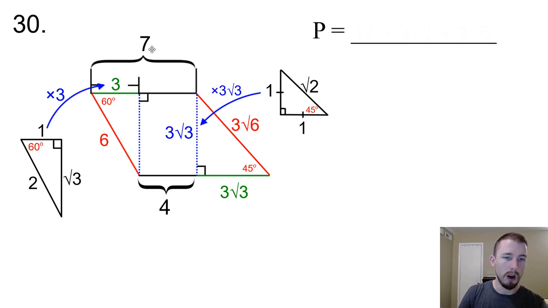So if I add all the constants together, that's going to be 17, and then if I add the radicals, that's 3 rad 3 plus 3 rad 6. Those are not the same radicals, so we can't combine them together. So our final answer is 17 plus 3 rad 3 plus 3 rad 6. And again, those are not like terms, they're not the same radical, so we can't add them together.